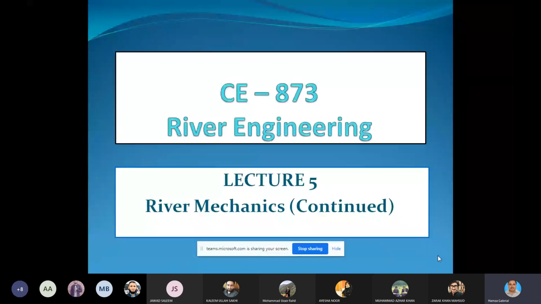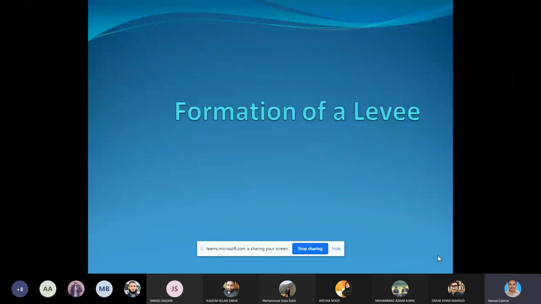So we will continue with the same topic which we started last time, that is river mechanics. Last time we were discussing the various features in a floodplain, and one of the features which is very visible in the floodplains is the levees. So how the levees are formed, that is formation of a levee, we will start discussing with this feature, and then other features of the floodplain.